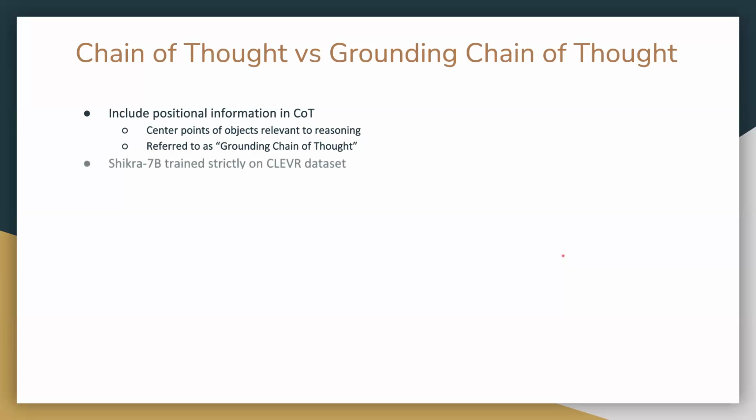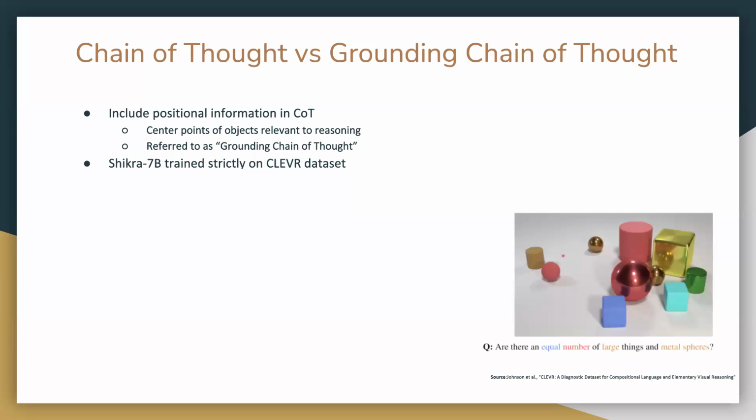They refer to this as grounding chain of thought because it grounds the reasoning process in the actual visual information. To perform this experiment, they took a Shikra 7 billion parameter model and trained it strictly on the Clever dataset. They chose this dataset because it's pretty intensive in terms of the amount of reasoning or explanation it takes to answer a question. Here you can see an example question and image pair, where if you think about what you'd have to do to answer this, it would take a lot of explaining.